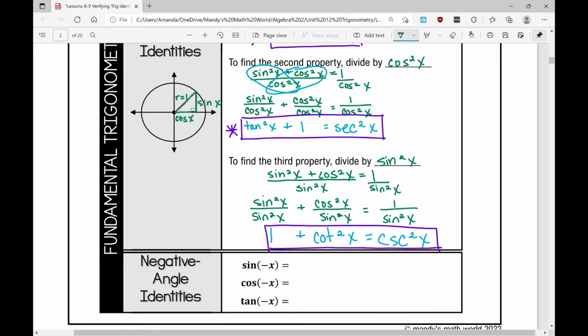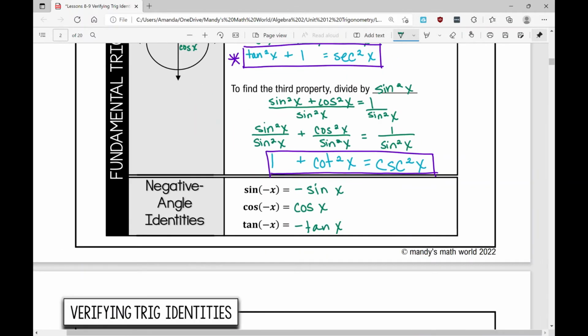So sine negative x equals negative sine x. And when I know this, I can just rewrite expressions in this manner. If I have a negative angle measure, I can rewrite it and put the negative in front of sine. Cosine negative x is the same thing as just cosine x. Tangent negative x is the same thing as negative tangent x.